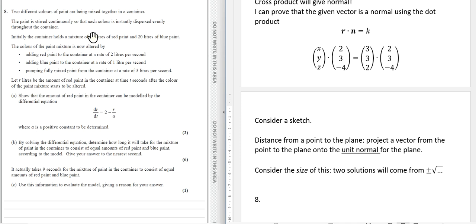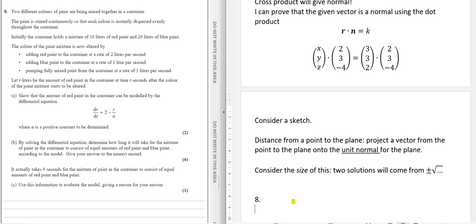So we've got a mixture of 10 litres of red paint, 20 litres of blue, and as paint is poured in, it's stirred instantly. We have red paint added to the container at a constant rate and blue paint added, and mixed paint is removed at a rate of 3 litres per second. So the total amount of paint stays constant. 2 litres and 1 litre goes in, 3 litres comes out. But they're interested in the amount of red paint in the container at any given moment. And for that, you would have to think in terms of concentrations.